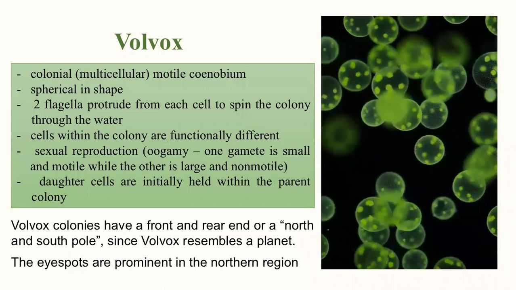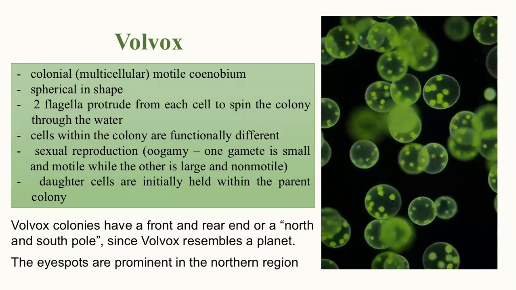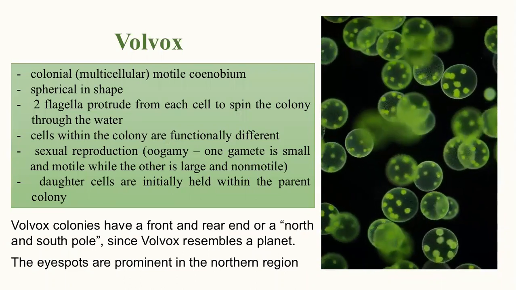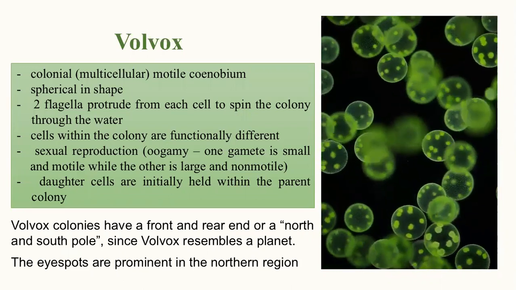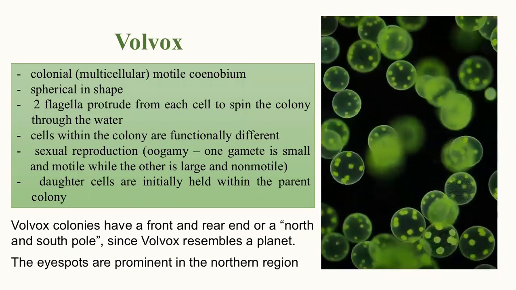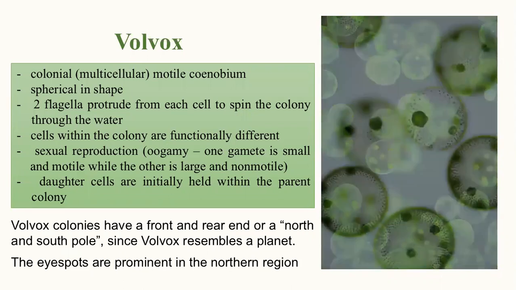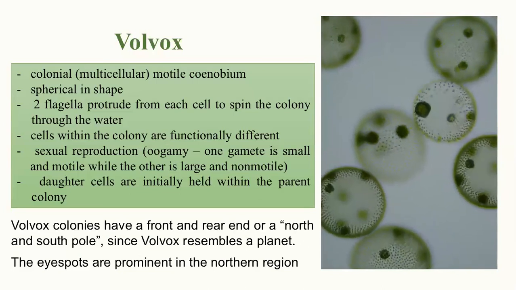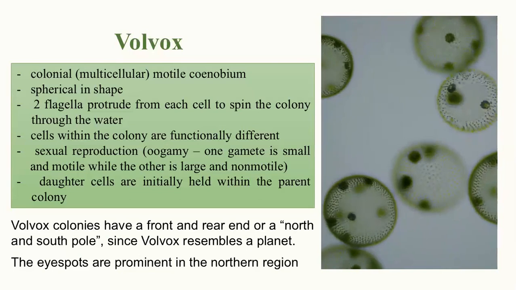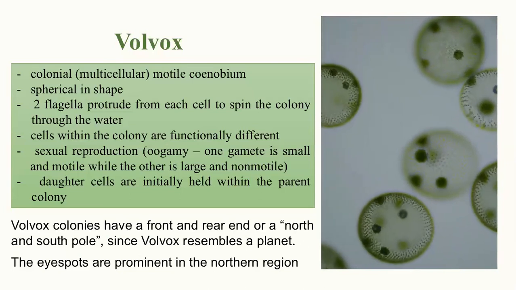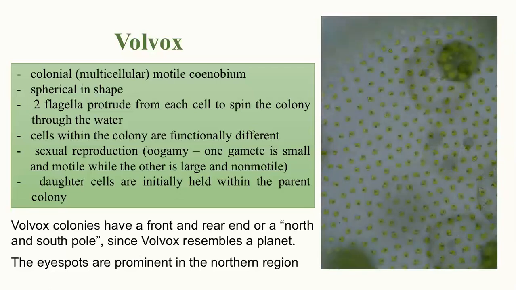As you can see here in this right-hand side panel, it is a multicellular colonial form, which is a motile synobium. It is spherical in shape, and each cell of the colony has got two flagella protruding out. And it is with the help of this flagella that the colony moves. Cells within the colony are functionally different. That means each cell has got an independent function.